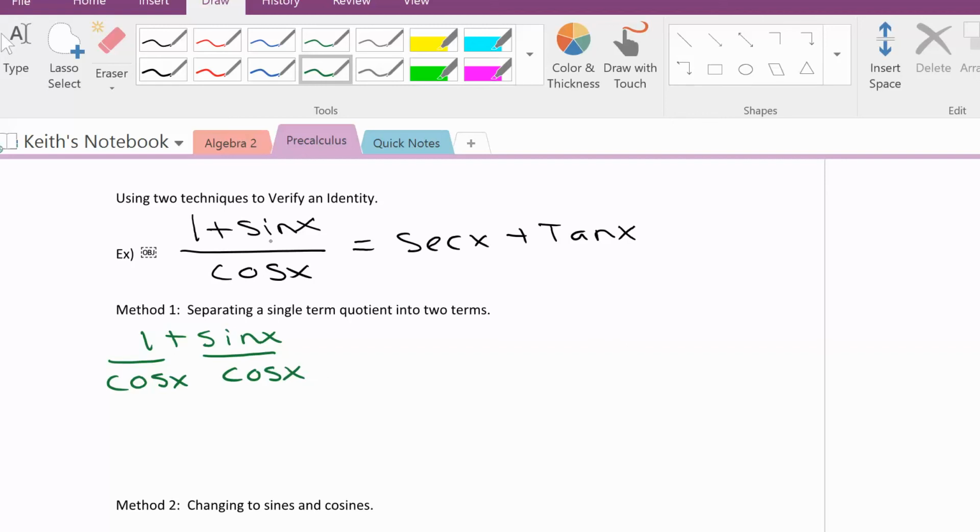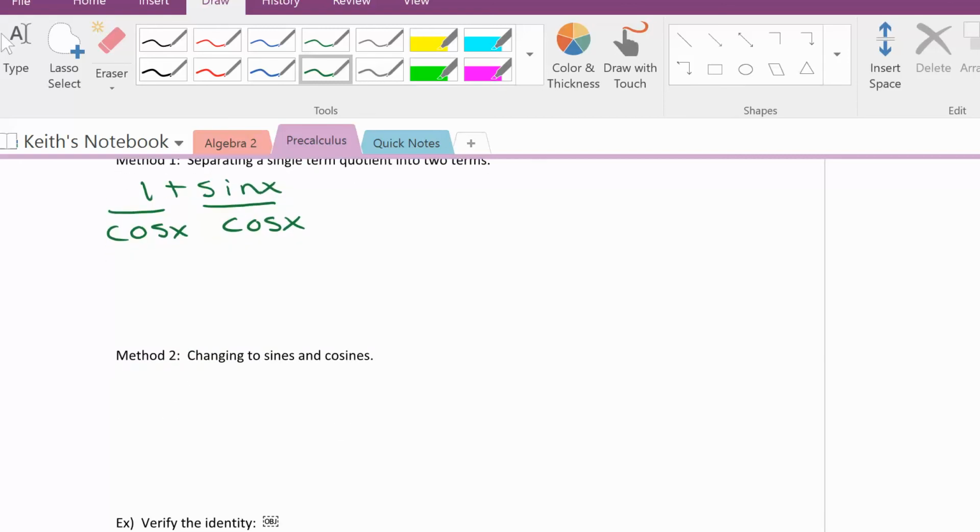That's taking one quotient and separating it into two with the common denominator. Then from there, 1 over cosine x is the secant, and sine of x over cosine x is the tangent. So notice we have proven it.